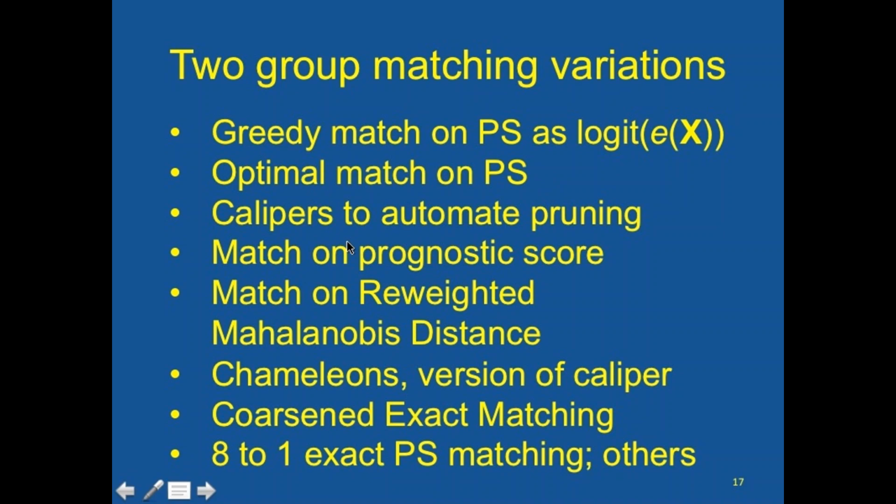We talked already about having calipers in there to automate a pruning process that can be done. We can match on things other than propensity score, such as prognostic score or risk score, or on a reweighted Mahalanobis distance. For those things, there's chameleons, which are a version of a caliper that lets us automate that pruning process. There's coarsened exact matching, which you can imagine as sort of a multivariate histogram, creating a whole bunch of little bins in which you can match exactly within those bins. And then there's other variations, like an 8-to-1 exact propensity score matching and numerous others.